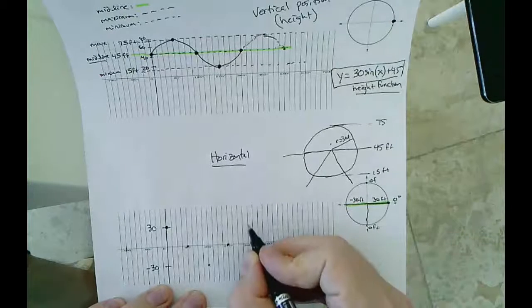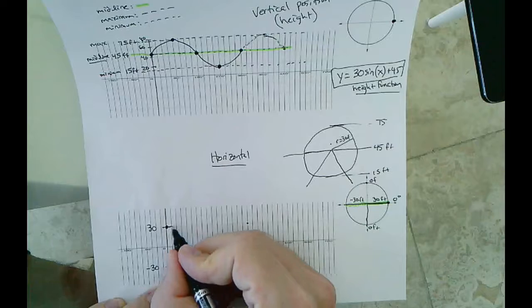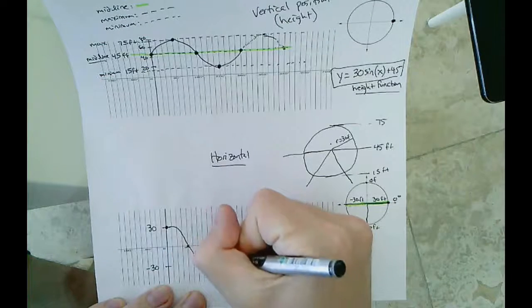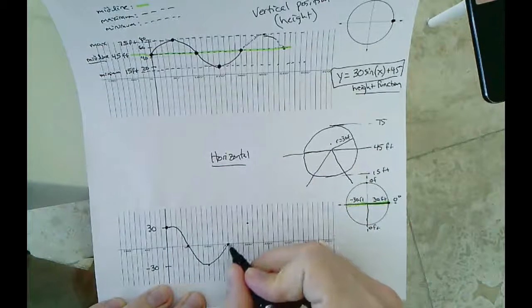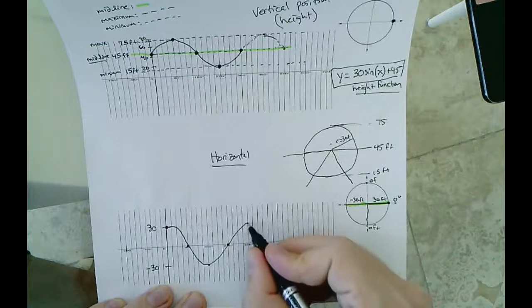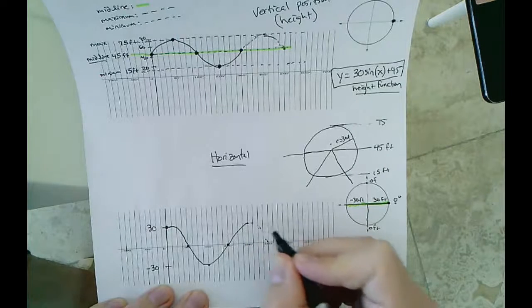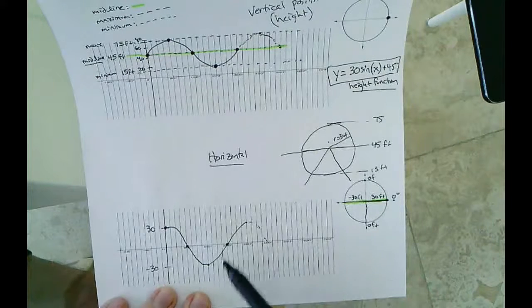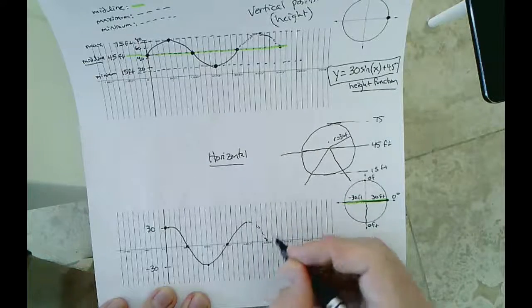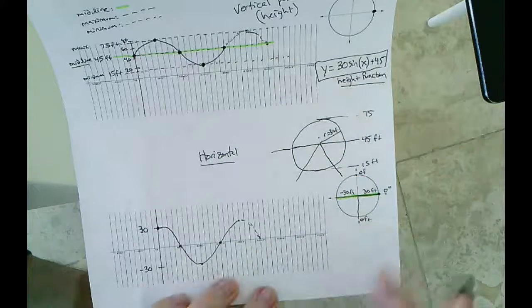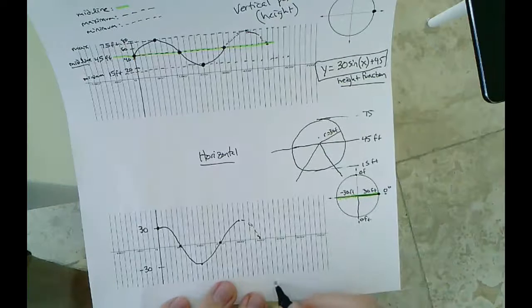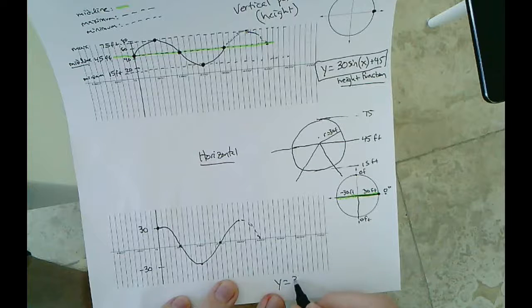And here is our rough sketch. And again, we could keep going on and on. I think you're starting to see some patterns between cosine and sine, but this is definitely our equation right here. Our radius does not change at all. So it's just going to be 30 cosine of x.